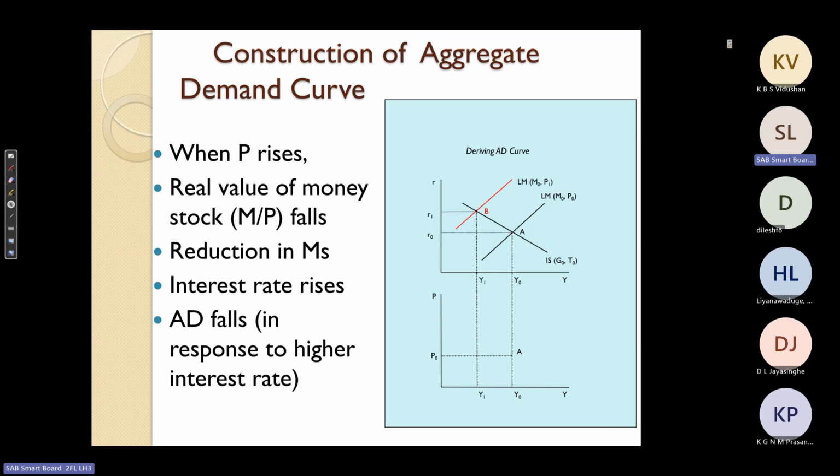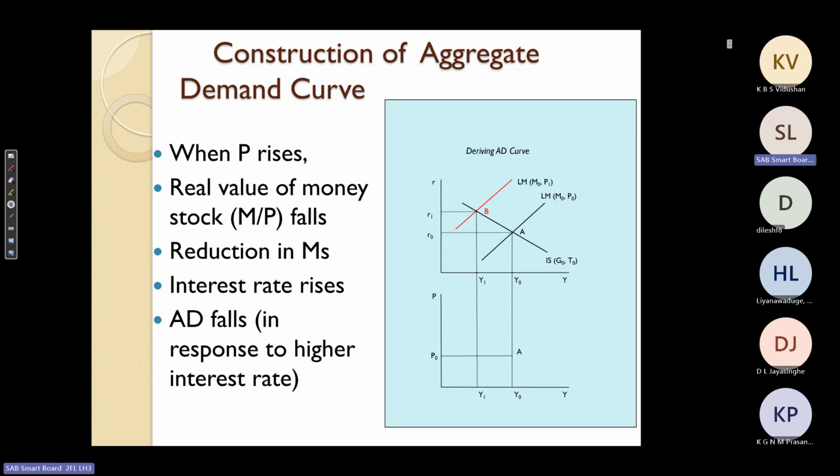So the equilibrium moves upward, right? If there is a decline in real money balance, it shifts the LM curve to the left. We know that now the interest rate increases and the income level decreases, right? So the price level increases from P0 to P1, and equilibrium moves from A to B, due to the change in the money stock.